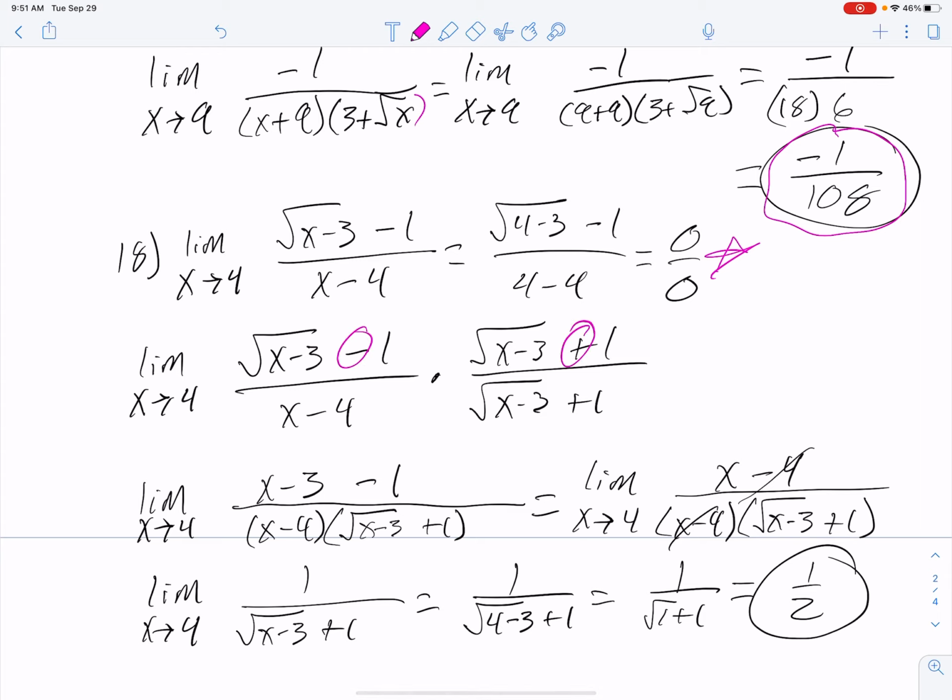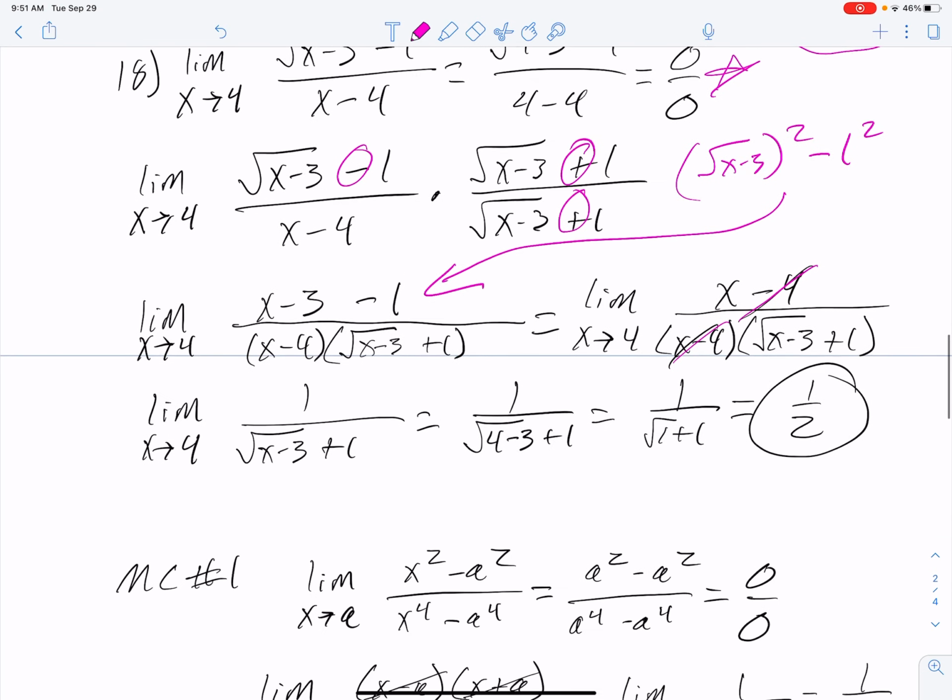Multiply by my conjugate of where I see the square root. Notice again, I'm not changing what's in the square root. Leads me to having root x minus 3 squared minus 1 squared. From there, I combine my like terms. I see my x minus 4's cancel. Substitute 4 in again, and find my limit.